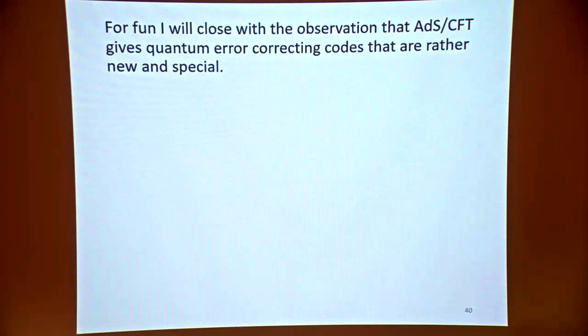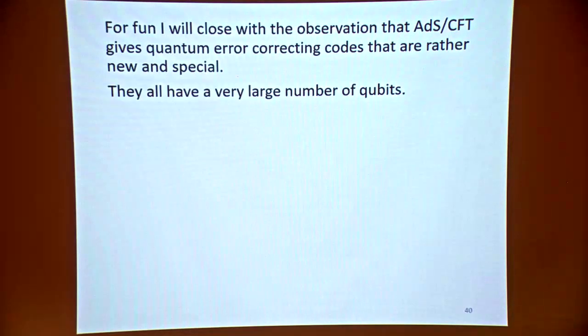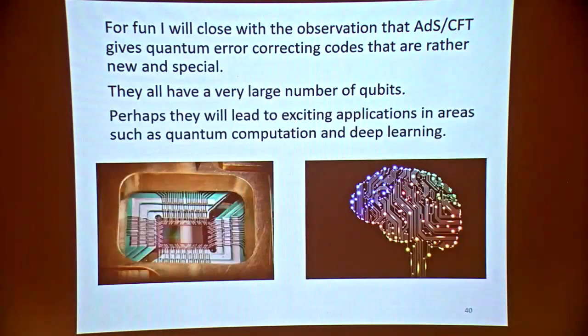But also, necessarily, by the very virtue of how AdS/CFT works, it comes with a large number of degrees of freedom. So in the language of quantum computers, it's a very large number of qubits. And we know that this is one of the technical difficulties in getting quantum computers to work. So perhaps they're useful for something. Perhaps this way of thinking about quantum gravity will lead to exciting applications in unexpected areas, such as quantum computation and deep learning. Thank you.